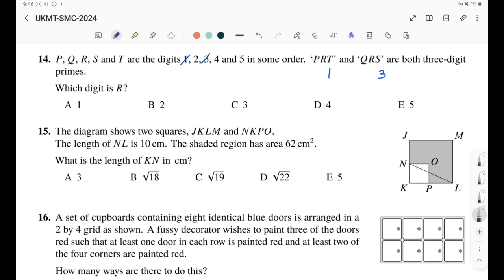Okay, now let's figure out the possibilities. So right now 4 and 5 cannot be together here, because 4 and 5 and 3, if you add them, you're going to get 12, which is a multiple of 3. So it's not going to be a prime anymore. So 4 and 5 cannot be both here. What does that mean? Think about it.